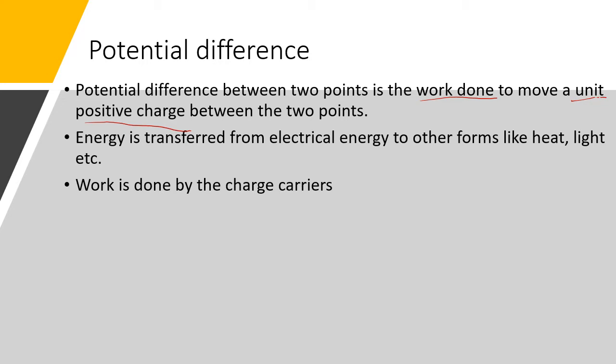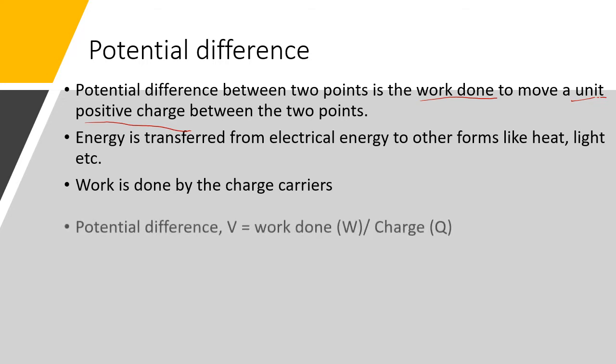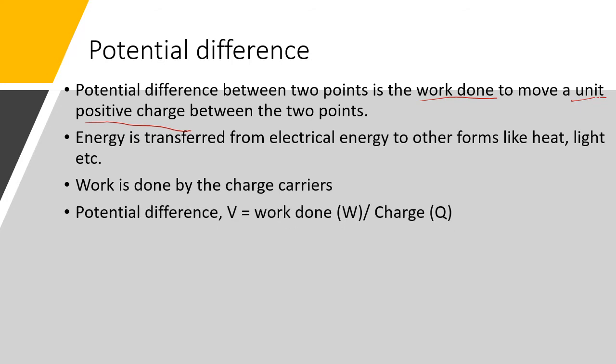Okay, the work is done by the charge carriers because the charge carriers are the ones that are moving through the circuit. Then what is the equation? The potential difference. This equation is something you have learned in your GCSEs. This is one of the equations you had to memorize in your GCSEs, and since, as I said before, the advantage of A levels is you don't have to memorize them anymore.